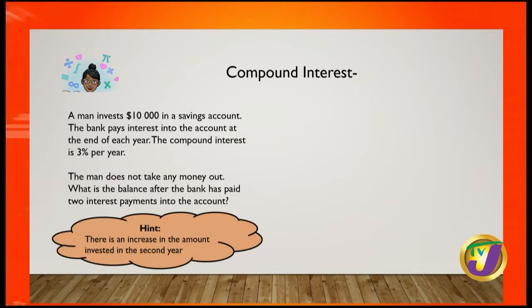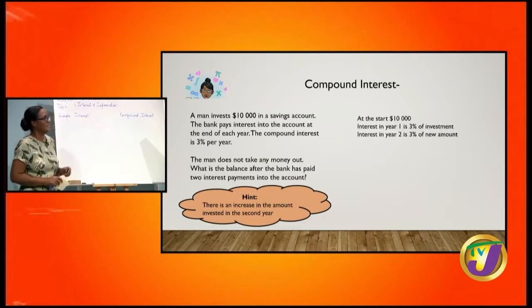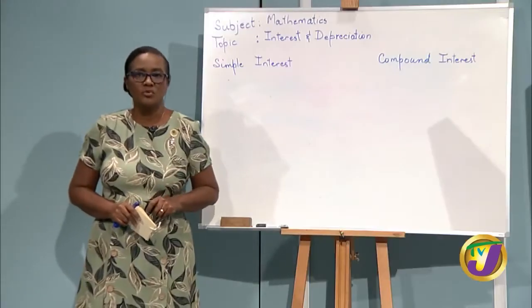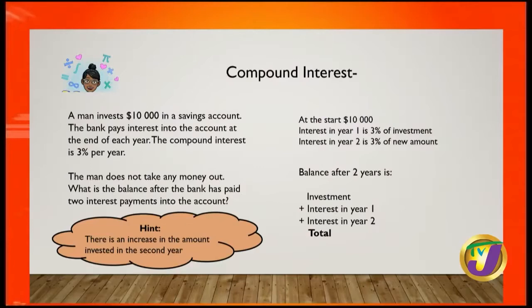Now remember that the interest is the amount invested in the second year, right? The increase is the amount invested in the second year. So you will get some money at the end of the first year, and then that will be used as a principal for the next year. So at the start, he has $10,000. The interest in the first year is 3% of the investment, and the interest in the second year would be 3% of the new money. All right? So the balance after 2 years would be the investment plus the interest in the first year, added to that the interest in the second year, and we'll get the total.